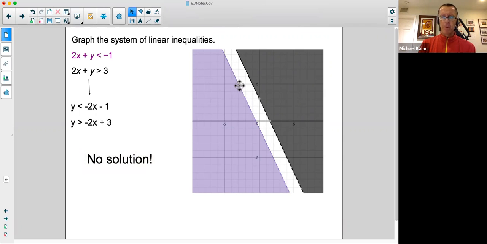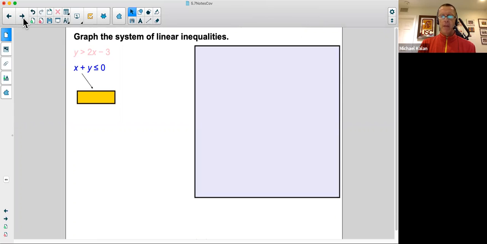Now think about it, if the purple had gone that way and the black went that way, then we would have had this overlap right here. Okay. So you have to make sure you graph in the right direction. All right, so try this one.